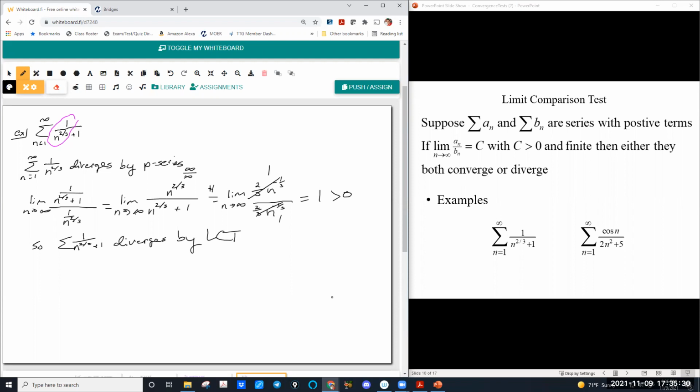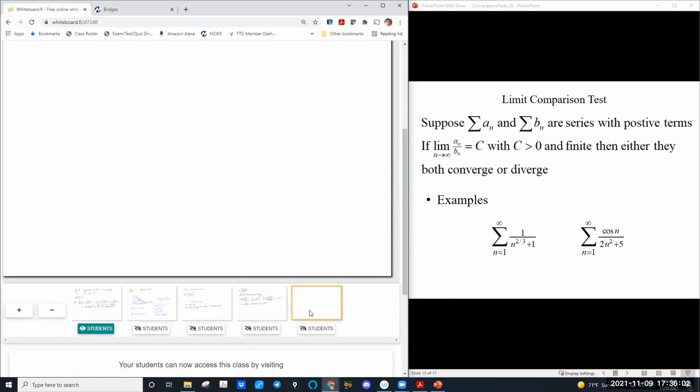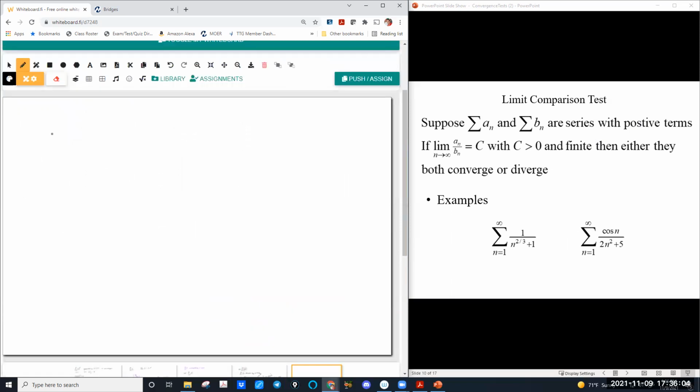All right. Now, here's something interesting about this next series. Cosine, if you start putting in integers, some numbers are going to be positive and some are going to be negative. Notice that the limit comparison test requires the series to have all positive terms. So we can't use the limit comparison test on this one as is. So let's see what we're going to need in order to calculate this one, because we do have a series that has negative terms.